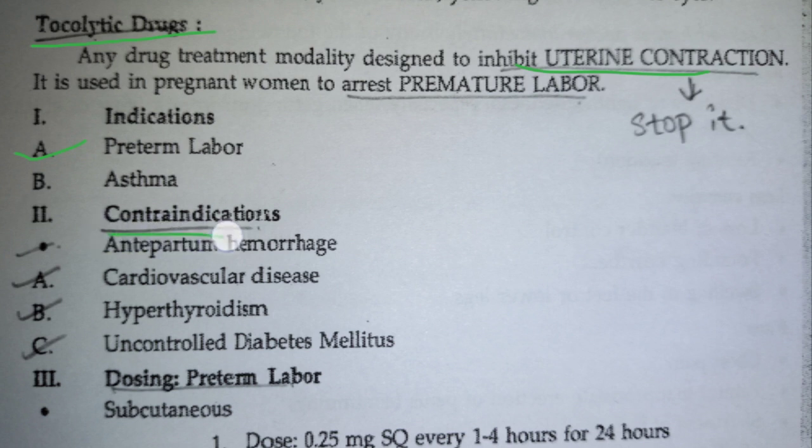Now, what are the contraindications, or in which conditions we will not administer this tocolytic drug? When there is an antepartum hemorrhage, before the birth of the baby, when bleeding is seen, at that time we don't give this. And for cardiovascular disorder patients, when a patient has hyperthyroidism, and if the patient has uncontrolled diabetes mellitus and even uncontrolled hypertension, in this condition we will not give tocolytic drug.